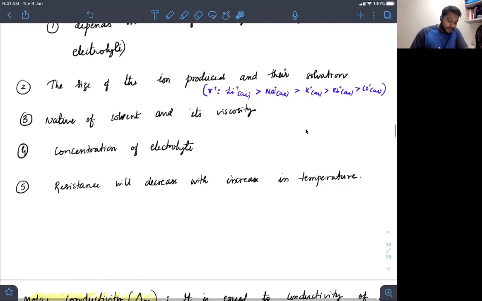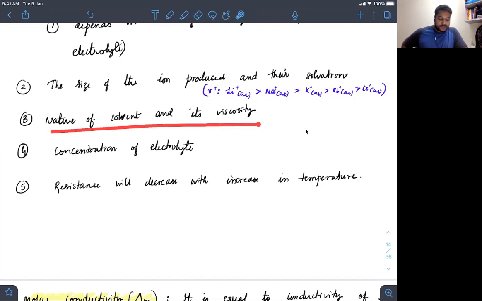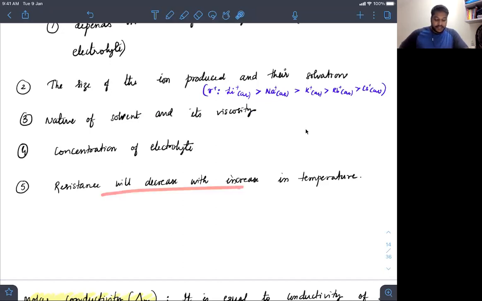Next, nature of solvent and its viscosity. Obviously, whether the solvent is more polar or less polar, correct. Whether it is more viscous or less viscous: if it is more viscous, it is difficult for ions to move. If it is less viscous, it is easy to move. Correct. Next, concentration of electrolyte. Like I said, the one which has more concentration will have lesser molar conductance, correct? And lastly, resistance will decrease with increase in temperature, unlike metallic conductance.